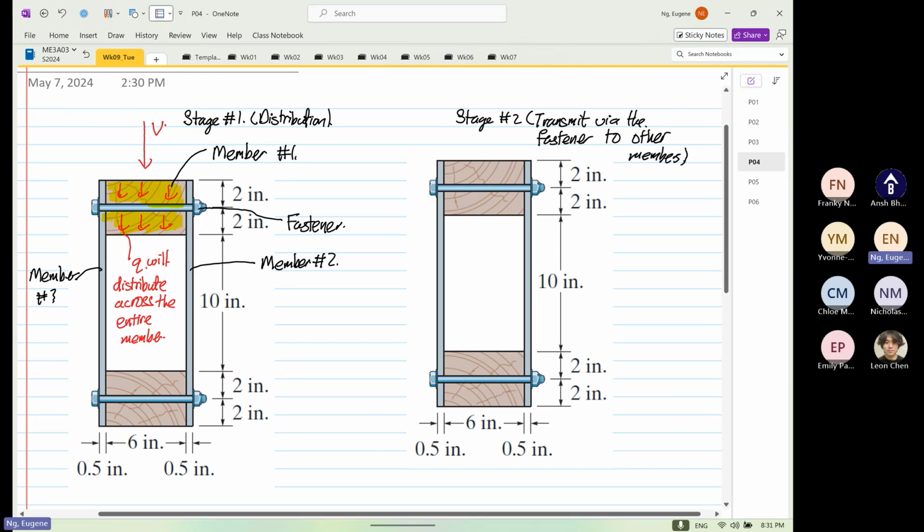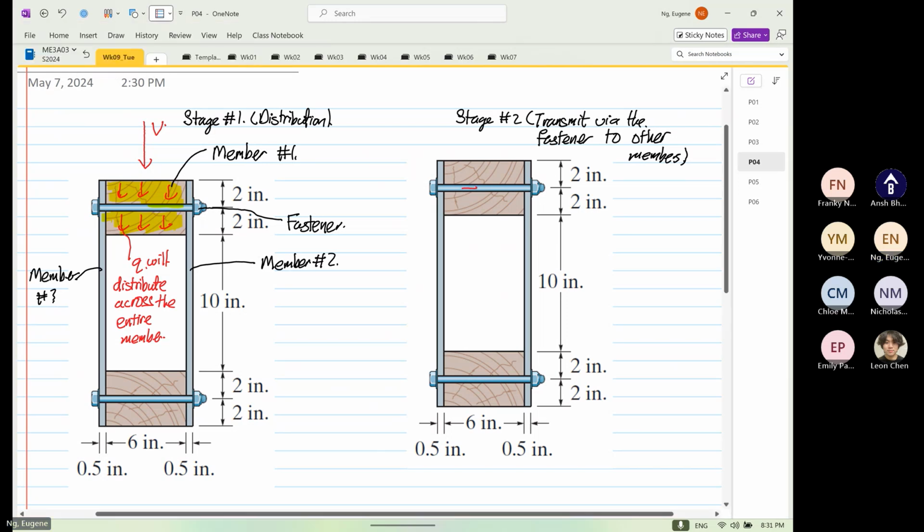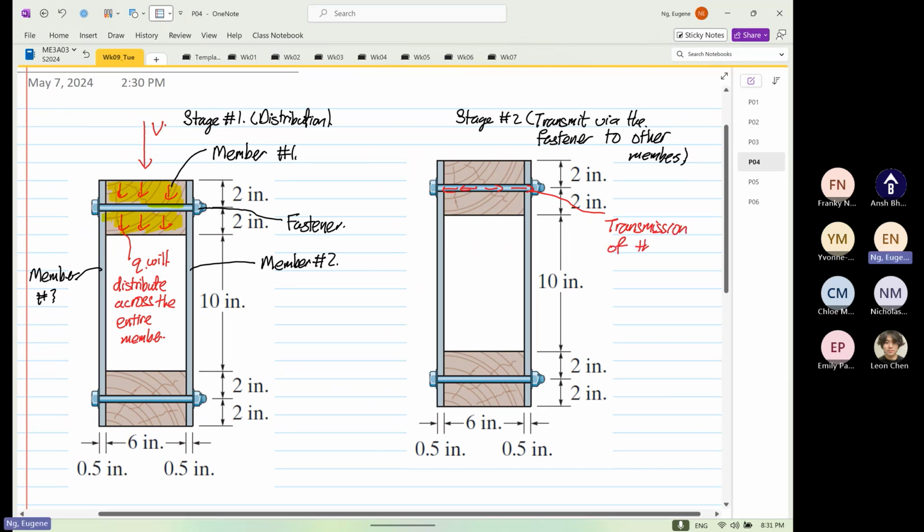Okay, you have to apply these rules strictly. So what do I mean? So stage 1 is done already. So stage 2 is then the transmission of the stresses or the shear flow via the what? Transmission of the shear flow or shear stress by the fastener.